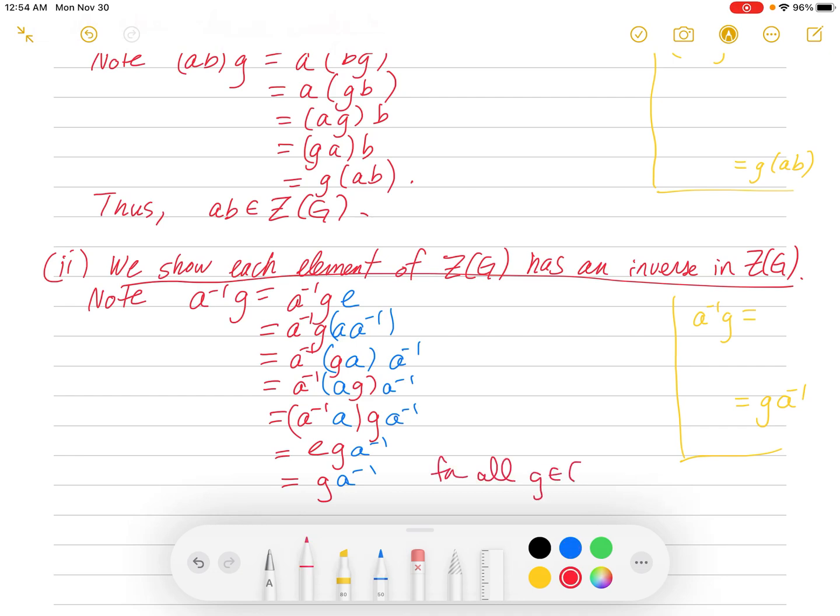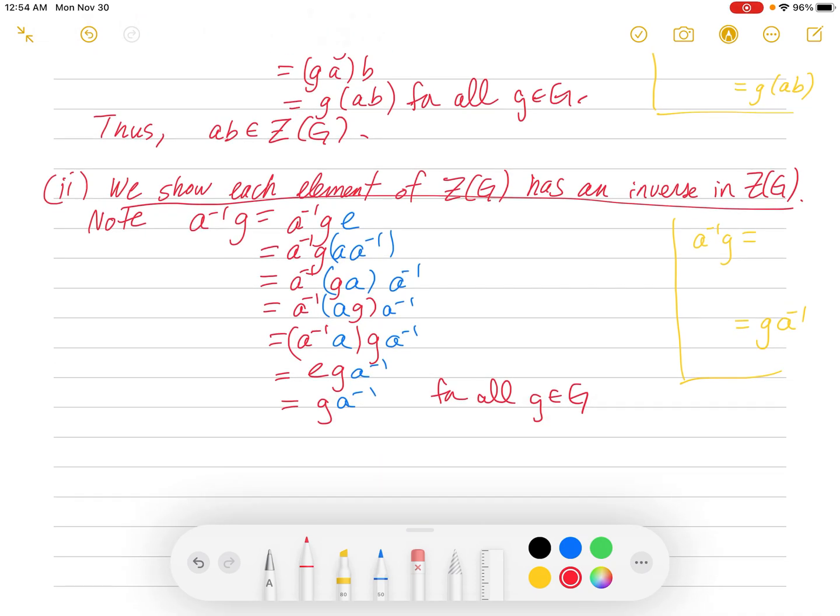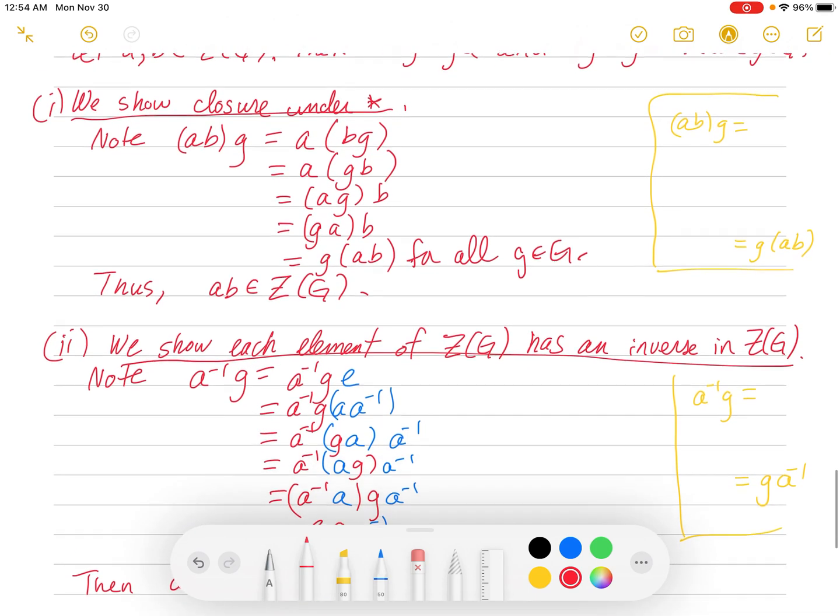This is assuming for all G's, right? For every G. I should say for all G and G. I should have said that last time. For all G and G. So because A inverse commutes with every element G in the group, then that means A inverse is in the center of G.